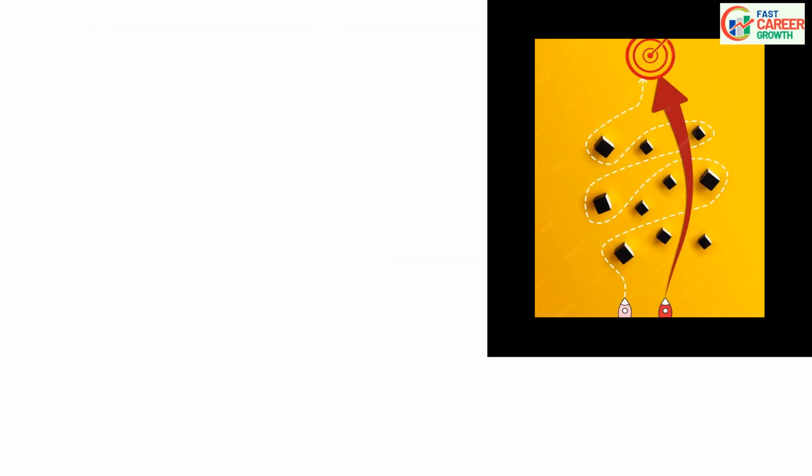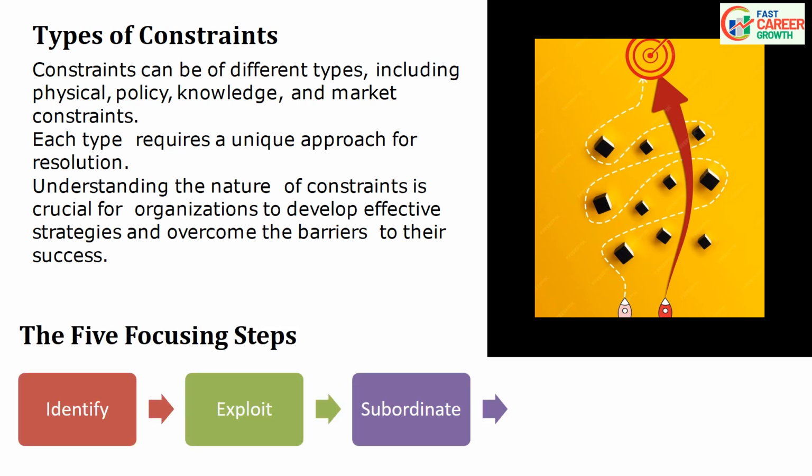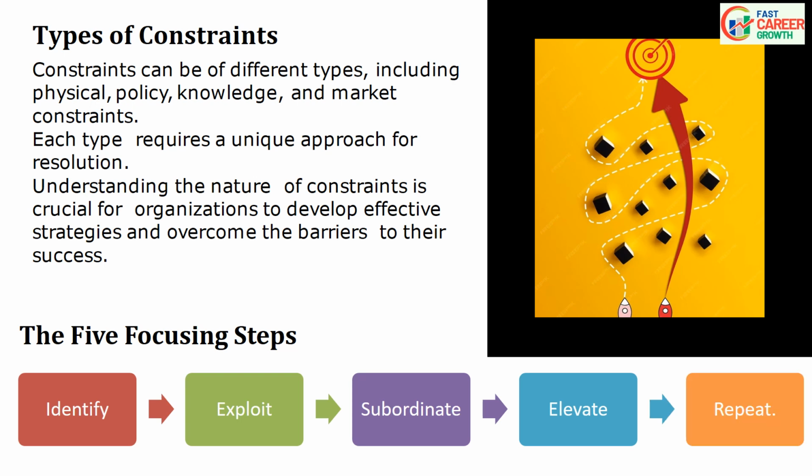Next is types of constraints. Constraints can be of different types, including physical, policy, knowledge, and market constraints. Each type requires a unique approach for resolution. Understanding the nature of constraints is crucial for organizations to develop effective strategies and overcome the barriers to their success. The 5 focusing steps are: identify, exploit, subordinate, elevate, repeat.